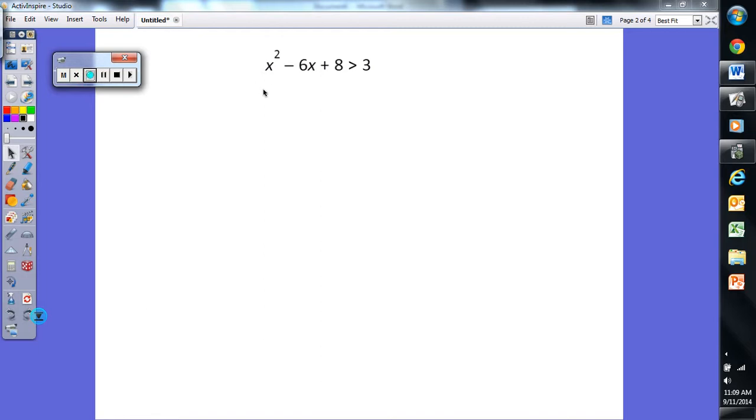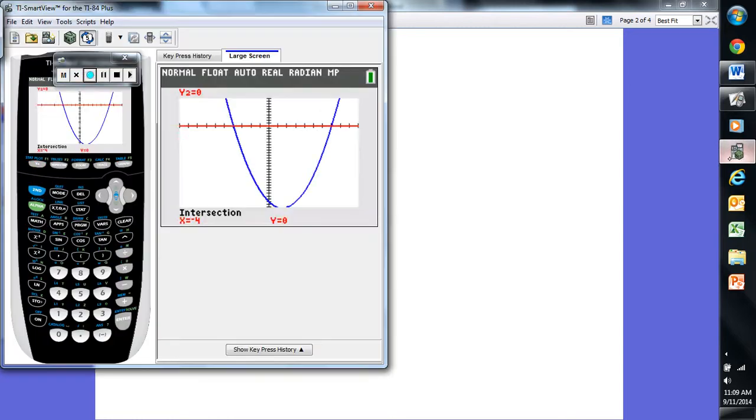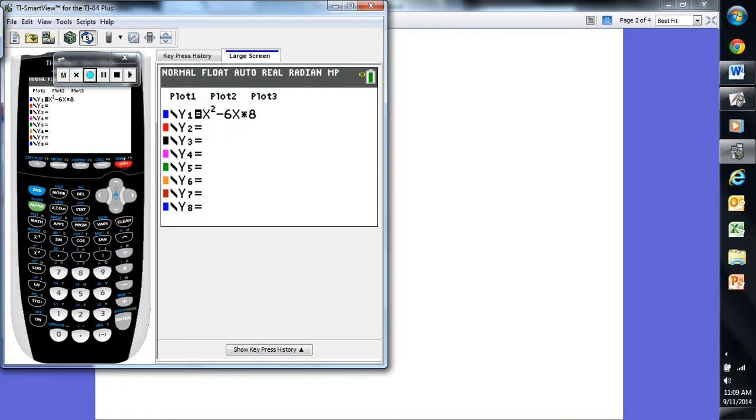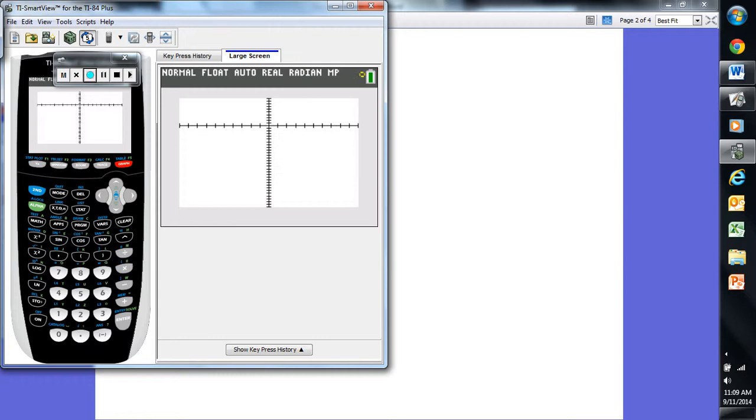So hopefully you recognize that x squared minus 6x plus 8 is a parabola. And we're going to look at it on the calculator real quick. X squared minus 6x plus 8. So there's the graph. And just to remember, I'm going to go Zoom 6 to get my 10 by 10 window.